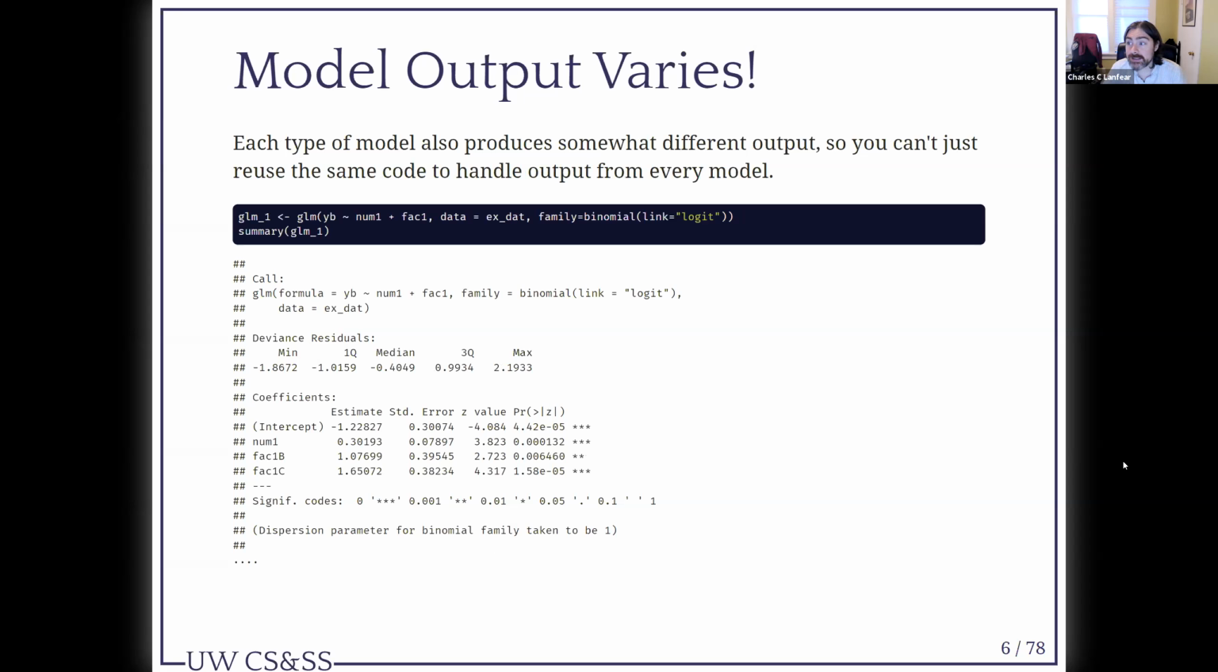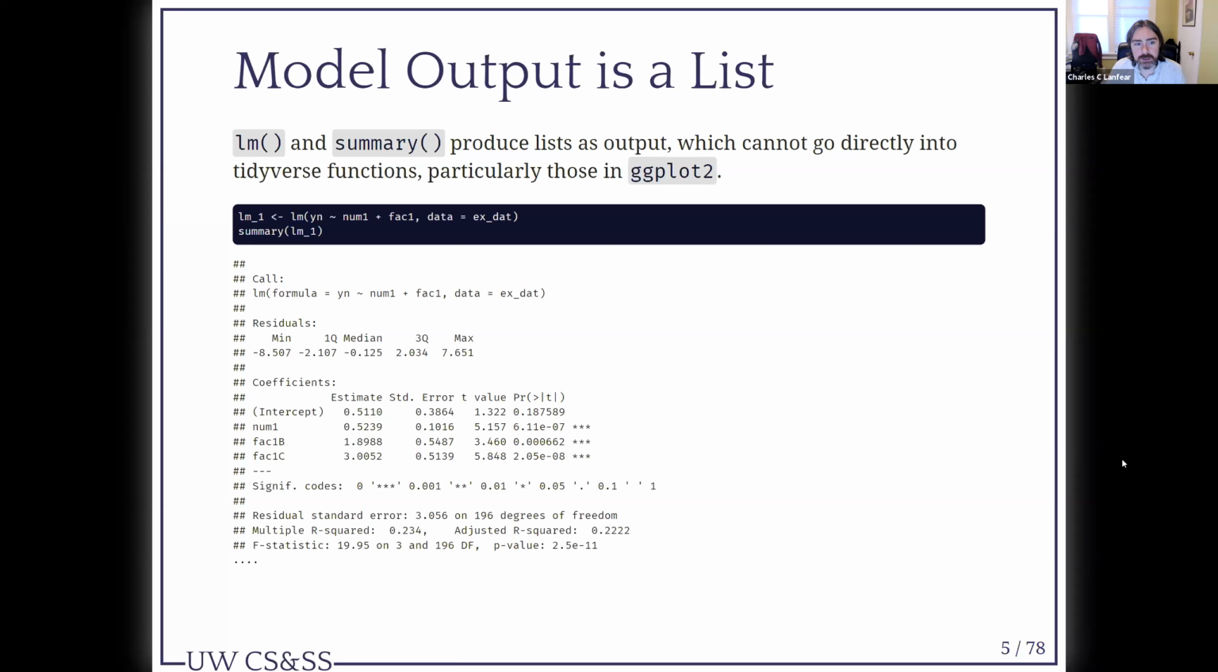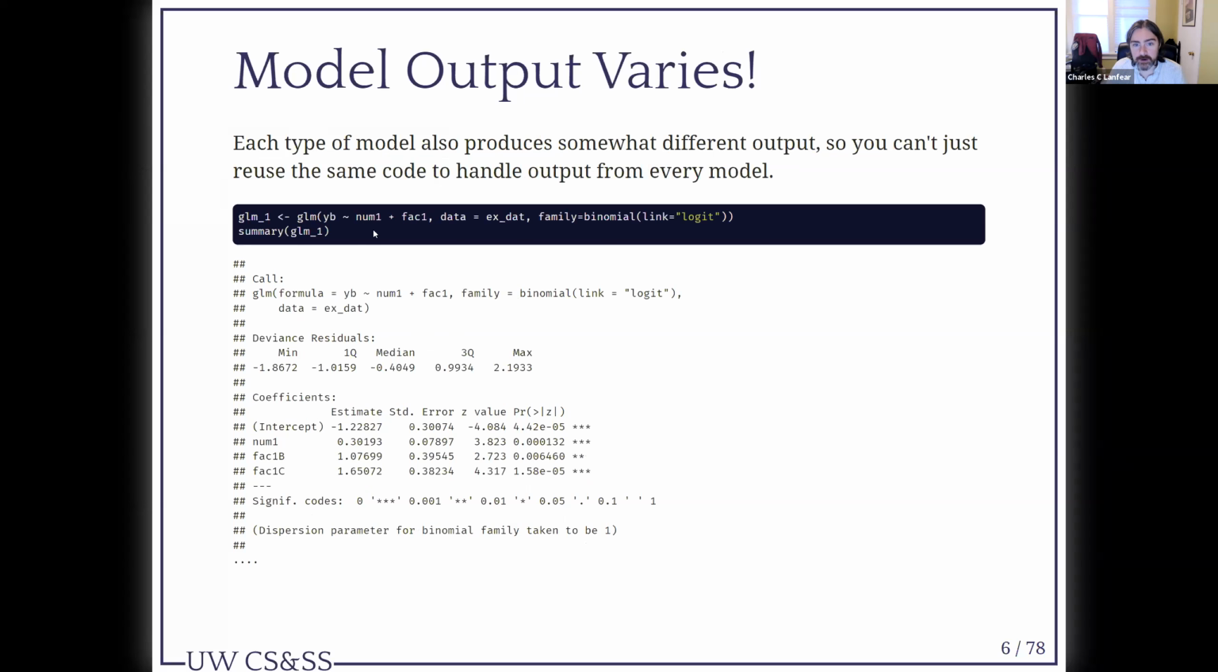Another problem is that every single statistical function you run produces slightly different output. Okay, so if I take basically the same thing, predicting using more or less the same variables, and I swap over to a glm, a generalized linear model function, I fit a binomial model with a logit link. This is a logistic regression or logit model. If I run a summary on this, I get completely different stuff out. I get deviance residuals instead of normal residuals.